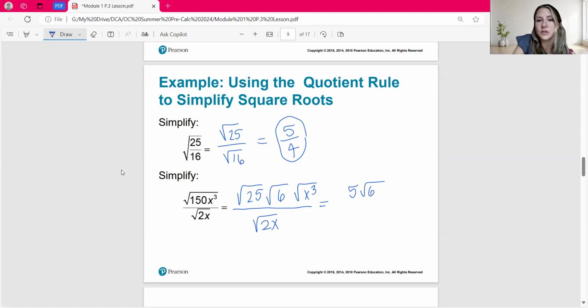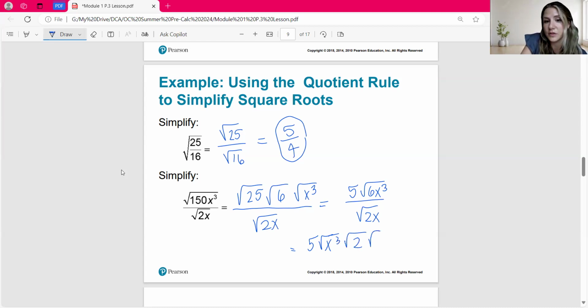And then the square root of x cubed, we can write it like this for right now, and then over the square root of 2x. As we're looking at this, we can start to think I can simplify and break this down further, because I have a 2x under the radical in the denominator, and I have a 6x cubed in my numerator. It looks like we can continue to break it down and cancel. So let's go ahead and rewrite the square root of 6x cubed. We're going to rewrite that as the square root of x cubed, and then the square root of 6 is going to be the square root of 2 times the square root of 3, all over the square root of 2x.